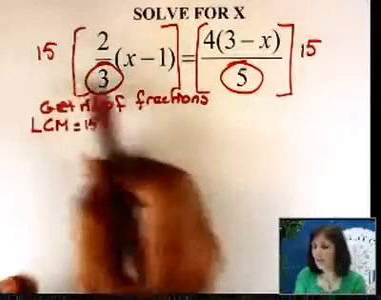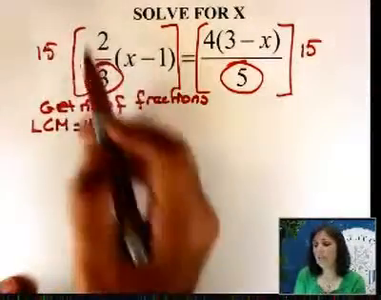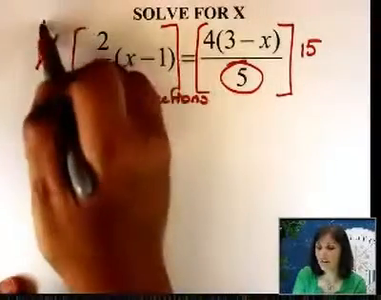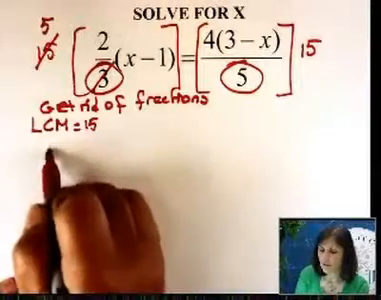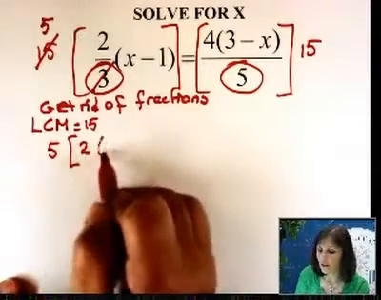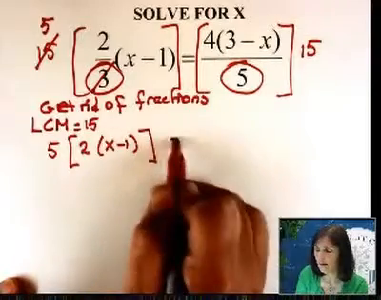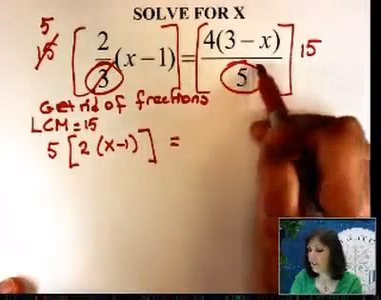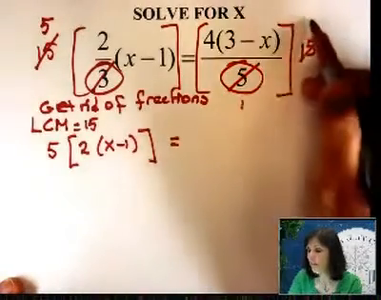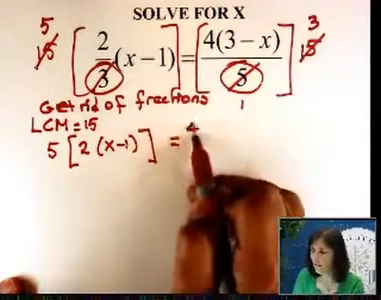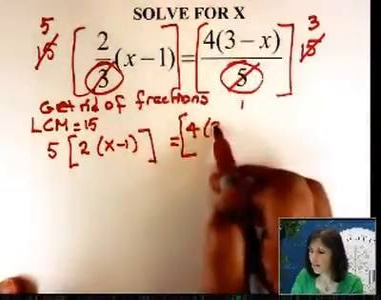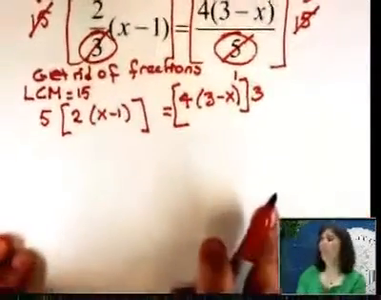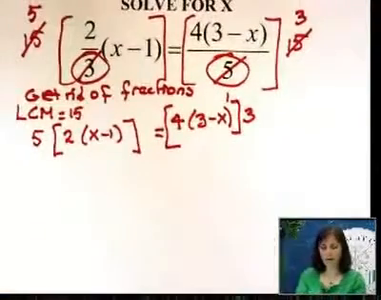Now, what you can do, you can take that denominator and multiply with your lowest common multiple. Look what it does. 3 divided by 3 is 1. 15 divided by 3, that's 5. So you have this situation, 5, 2, x minus 1 on the left. On the right, so that lowest common multiple, go with the denominator. 5 divided by 5, that's 1. 15 divided by 5, that's 3. So you had a 4, right, already. 3 minus x. And now you have a 3. The beauty of that is you no longer have fractions.